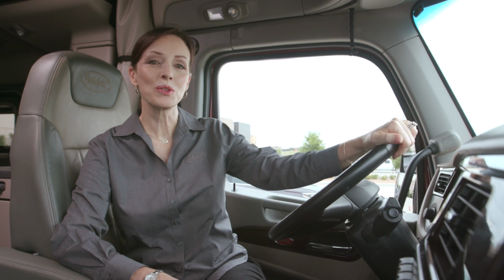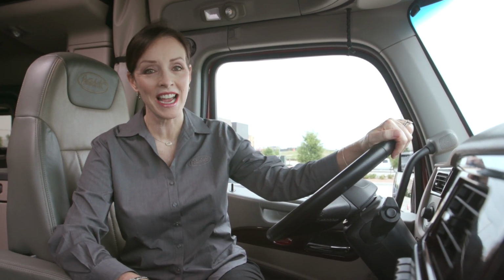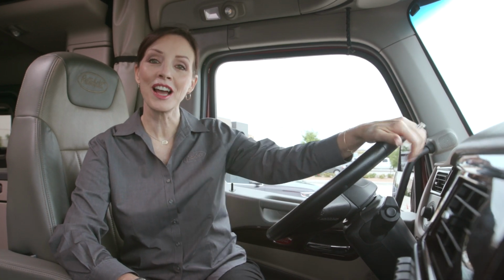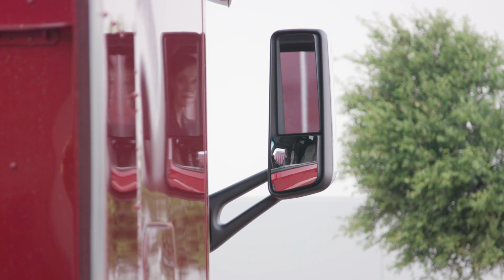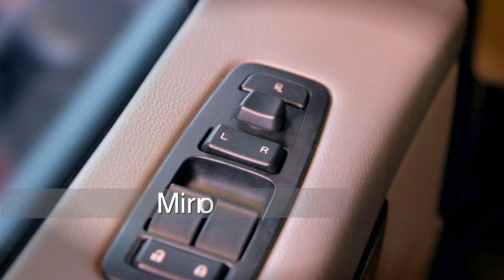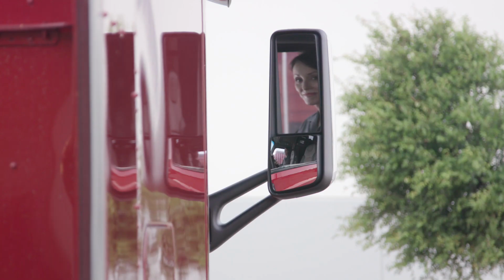The automatic controls for mirrors, windows, and doors are standard on your 579 and are conveniently located on your driver's door. Controls for door locks and windows are located on the door pad. If your vehicle is equipped with power mirrors, the mirror controls will be located on the driver's side door pad as well. Mirrors can be adjusted in 4 directions.